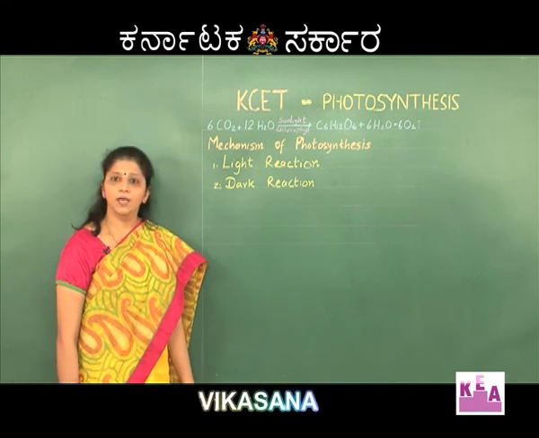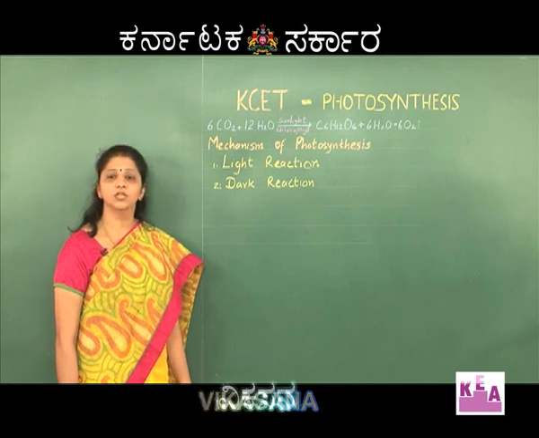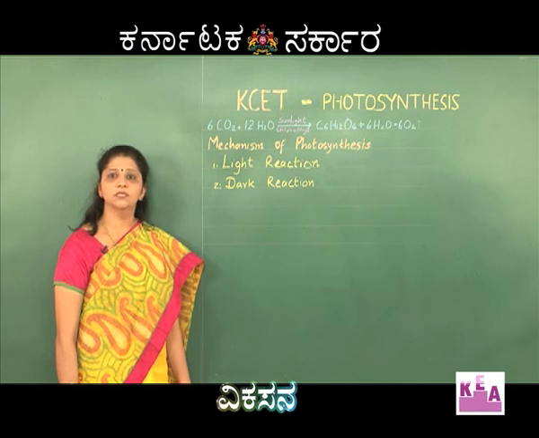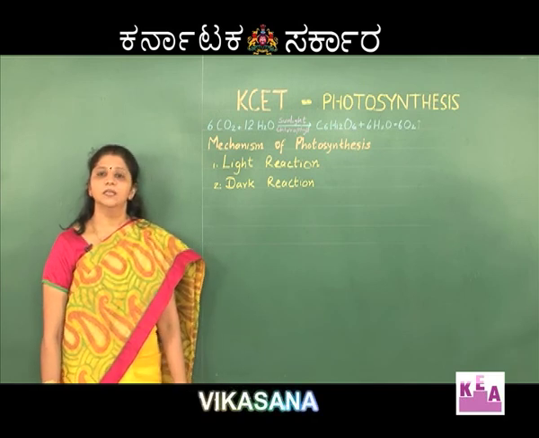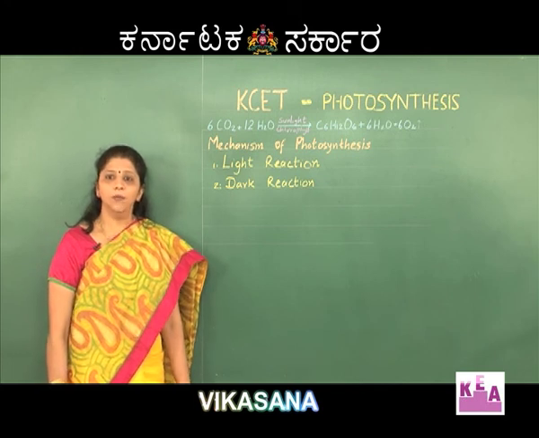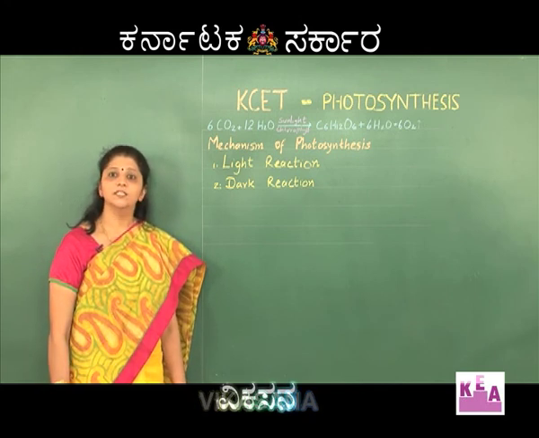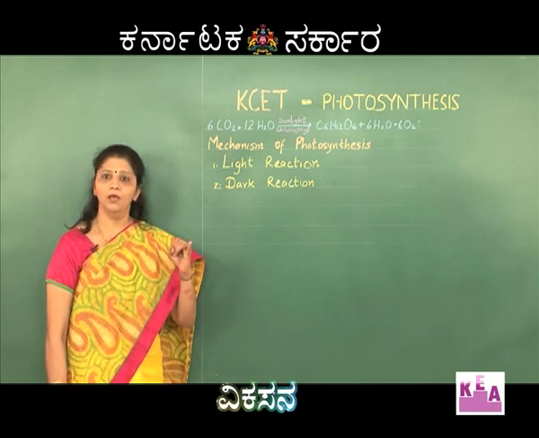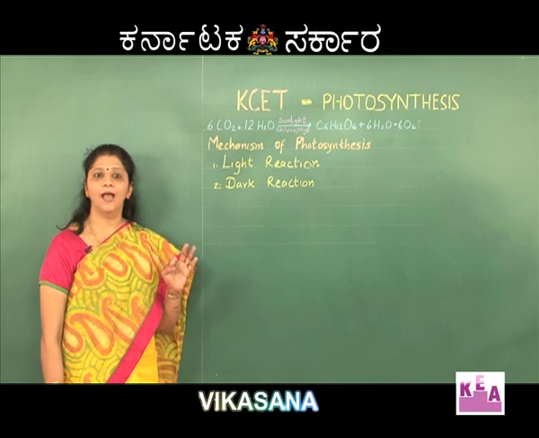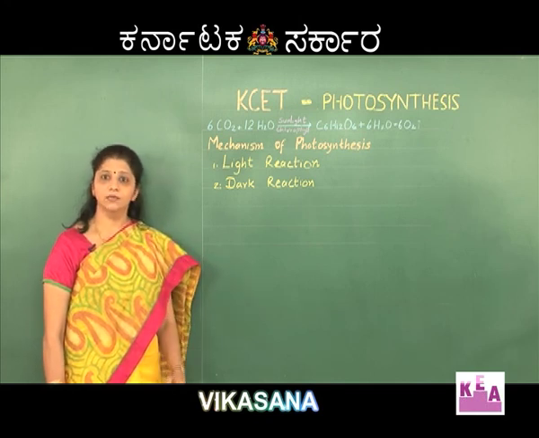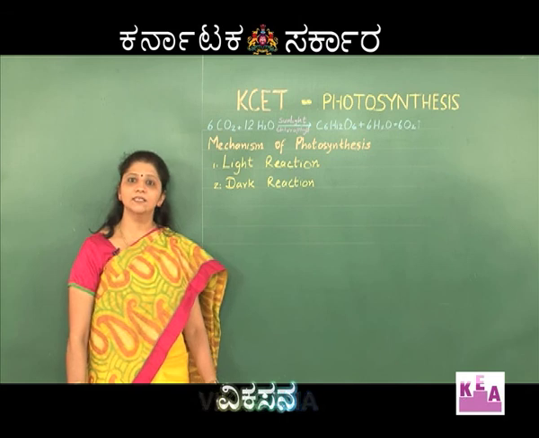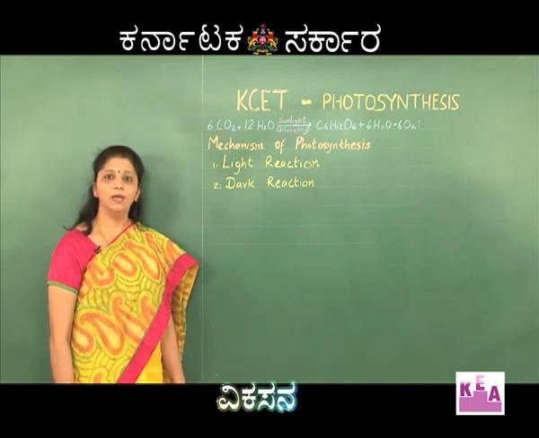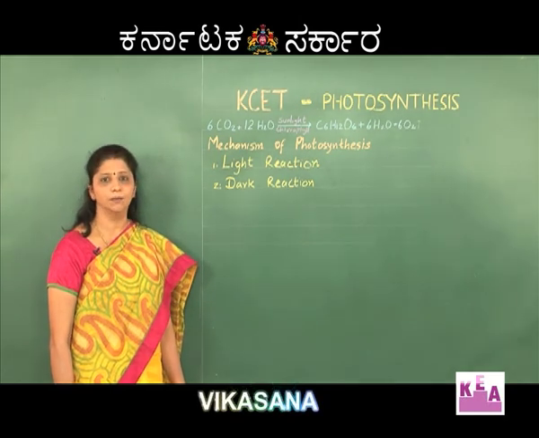Before telling about the mechanism of photosynthesis, I should mention the site of photosynthesis. The site of photosynthesis is the chloroplast, and in the thylakoid membranes of the chloroplast, various pigments are located. The pigments are chlorophyll A, chlorophyll B, xanthophyll and carotene. In this, chlorophyll A is called the primary photosynthetic pigment and the remaining three are called accessory pigments.